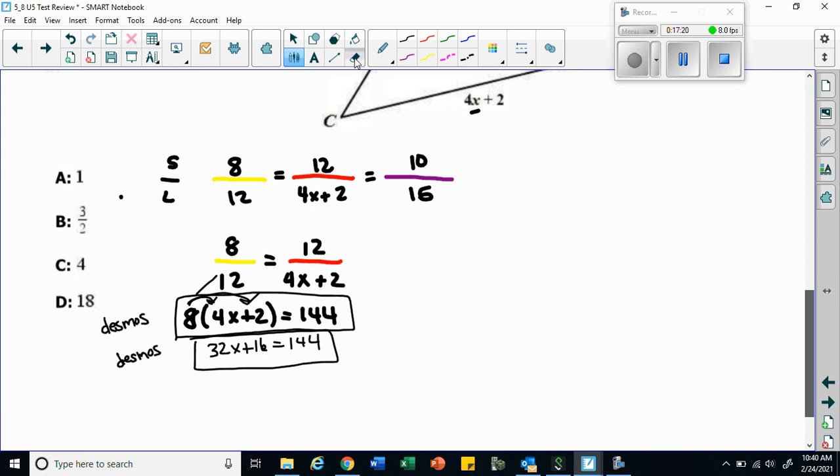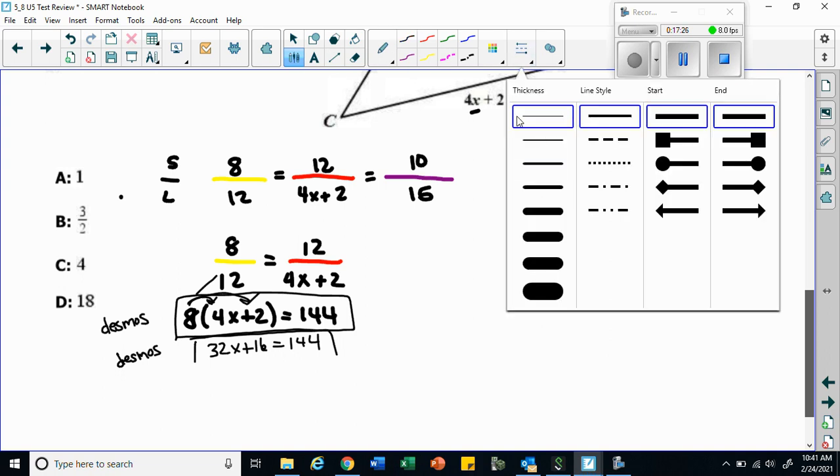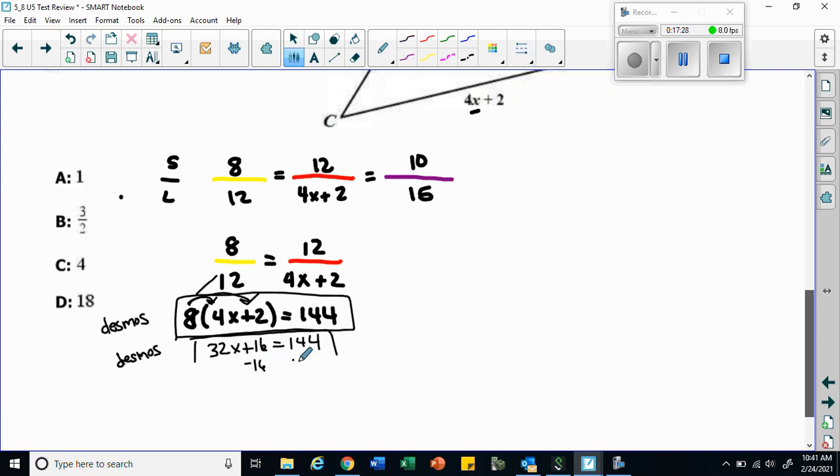So I'm now going to do a -16 and a -16. And so I'm going to do a 32x equals, all right, I have to do the math. 144 minus 16 is 128. Then we're going to divide by 32 on each side. 128 divided by 32, and lo and behold, X is 4. So this is with my yellow and my red.